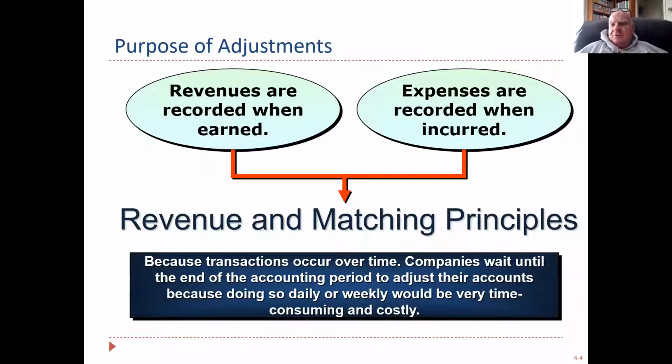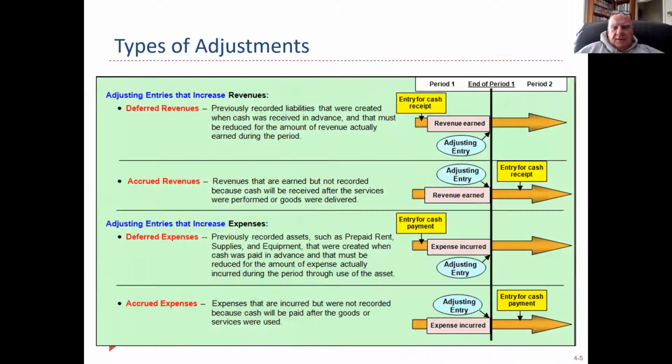The revenue and matching principle simply says that revenues and expenses must be recorded properly and matched up in the right time frame. So at the end of the month, we're going to have to put in some more expenses or record some revenues that occurred during that time frame we're measuring and go from there. This is a key grid in your book. Types of adjustment. Let's break them down into the two broader categories.